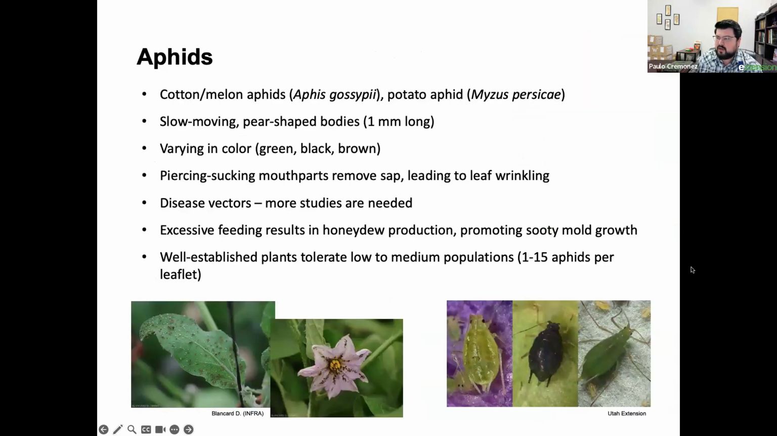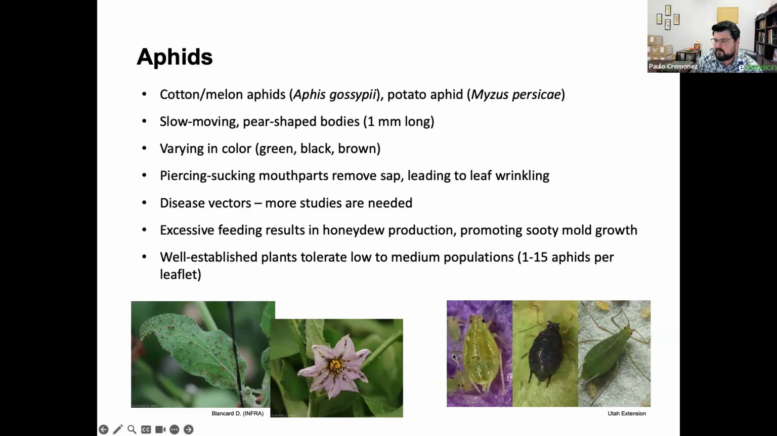Aphid control. Cotton melon aphids or potato aphids are some of the most important pests here. Aphids have a very characteristic pear body shape. Here you have 3 different species of aphids. All of them are highly reproductive. You can see an adult female right here with all the nymphs around her.